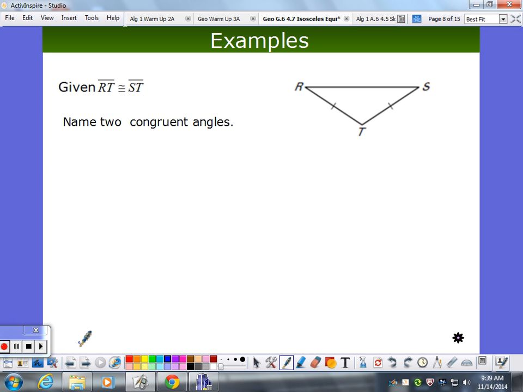All right, so looking at a few examples now. Example A, we're given RT is congruent to ST. Let's see if we can do this one. Name two congruent angles.